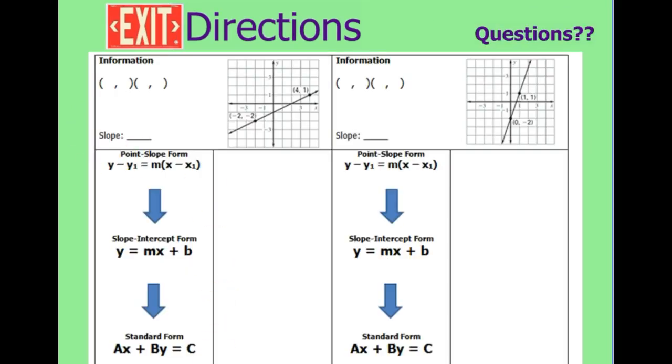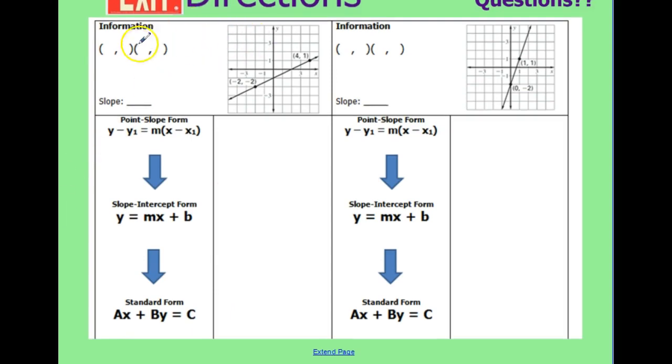On the back, same thing. Use this box to just show your information. Here's your 2 points. You can find the slope by counting rise over run or using your slope formula. And then pick 1 point and your slope to write it in point slope form and solve to get standard form.